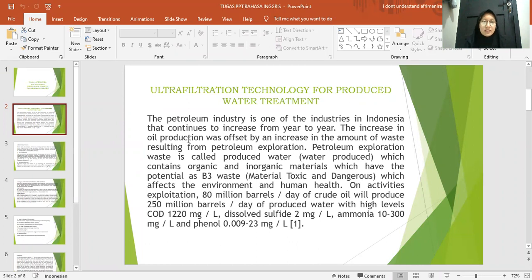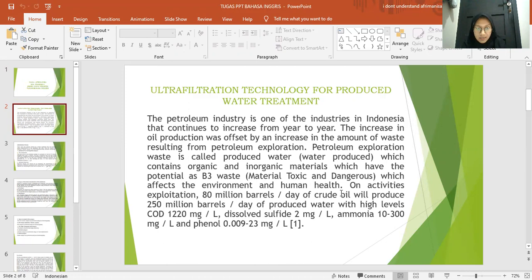The increase in oil production was offset by an increase in the amount of waste resulting from petroleum exploration. Petroleum exploration produces what is called produced water, which contains organic and inorganic material which has the potential to be B3 waste, or toxic and dangerous material, which affects the environment and human health.